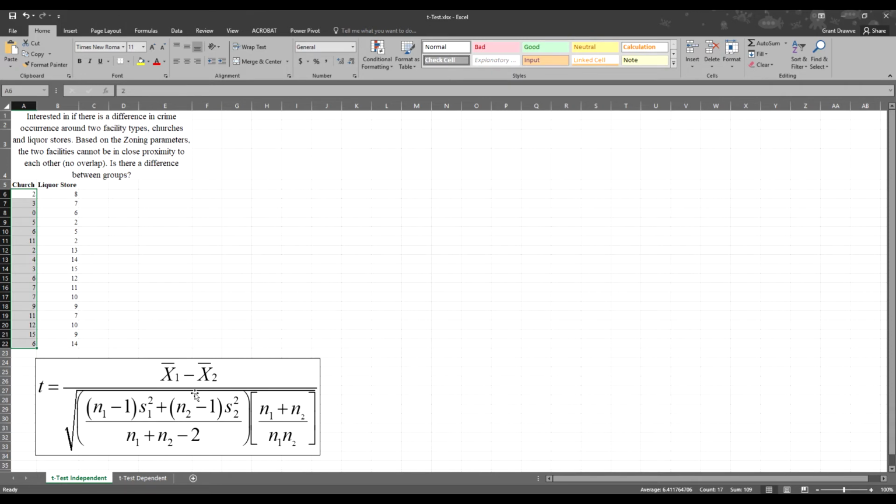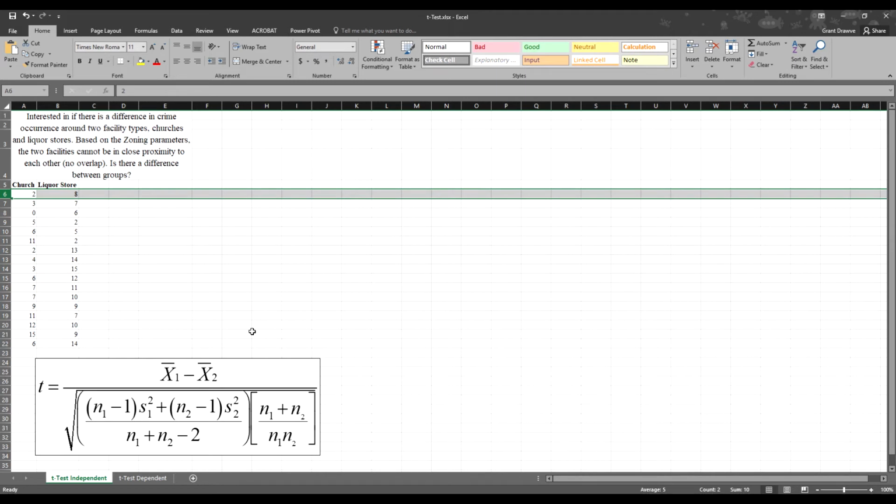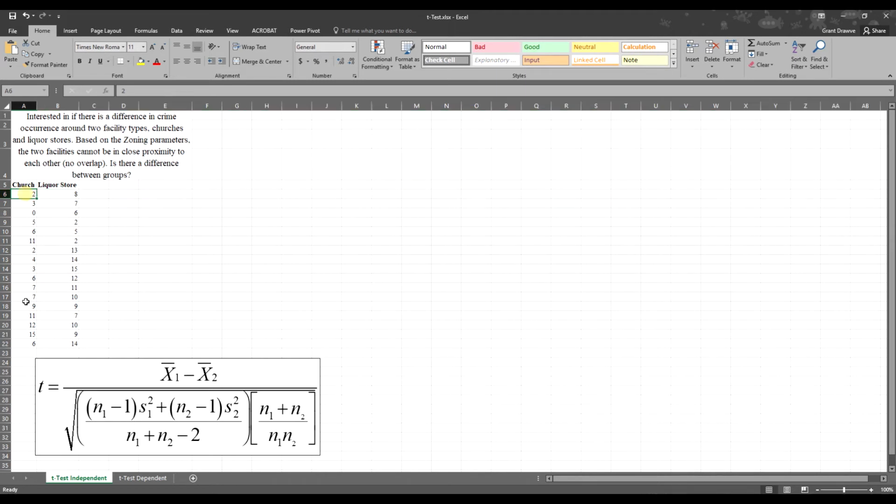So we're interested, is there a difference between the groups in the mean number of crimes occurring? So we have churches and liquor stores from a fictitious city with counts of each one. Each observation here reflects a different church and a different liquor store. I kept the overall sample size of each the same, so both of them have 17.